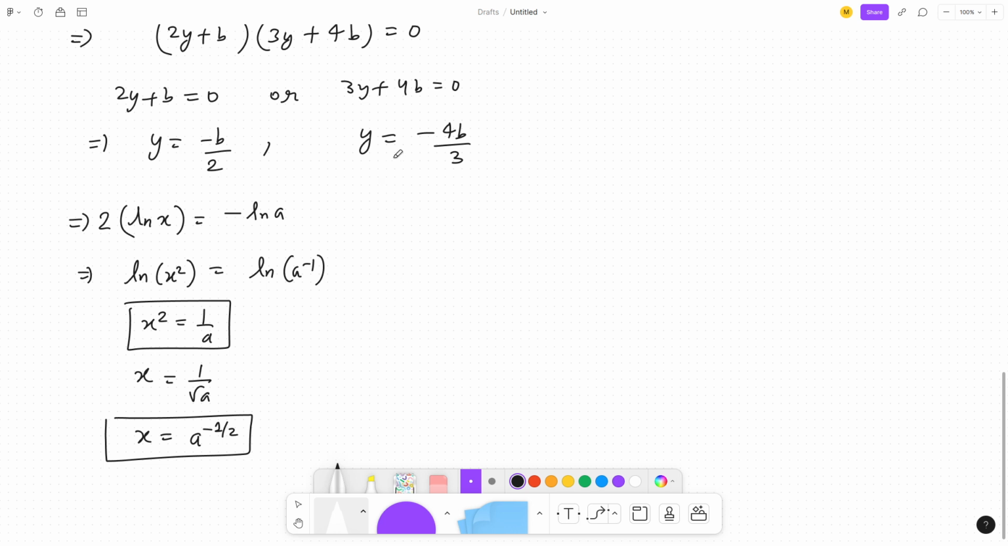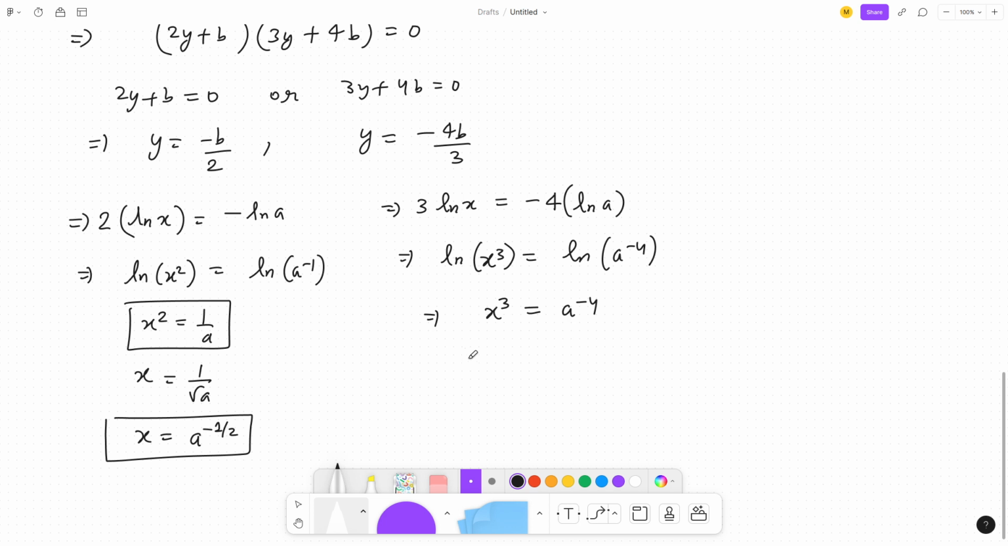Okay. And then let us try to solve this one. So the value of y, we already know it is natural log of x. And here, let's cross multiply this 3, or you can say multiplying 3 both sides. So 3 times natural log of x, I'm solving this one basically. And here minus 4, and the value of b we know is natural log of a. So this can be written as natural log of x cube, and this one can be written as natural log of a to the power minus 4. And by comparison, we can write x cube equals a to the power minus 4.